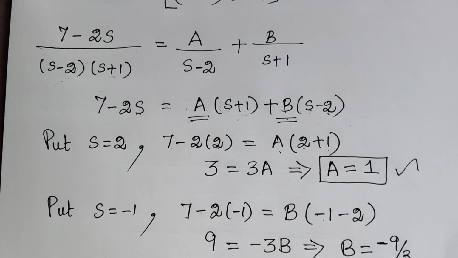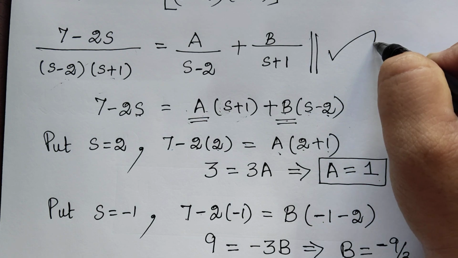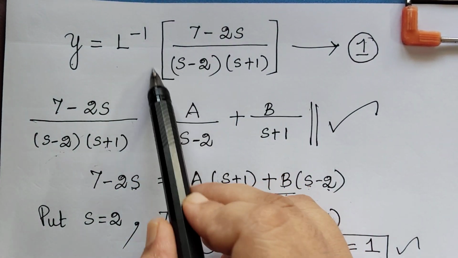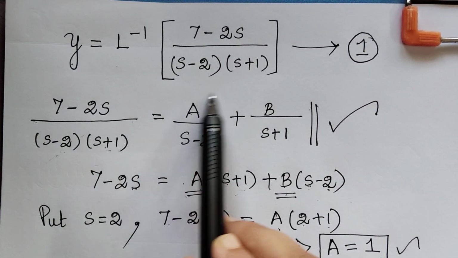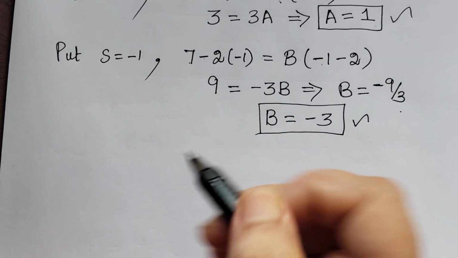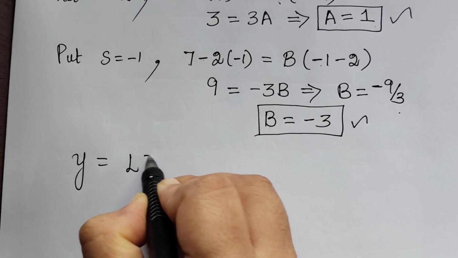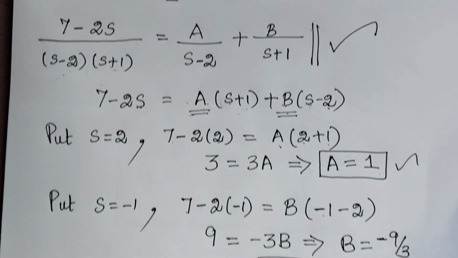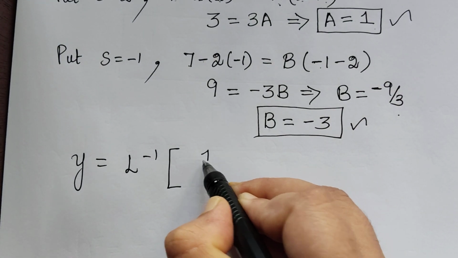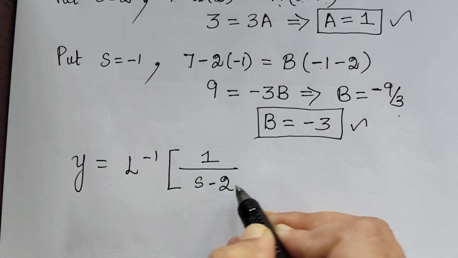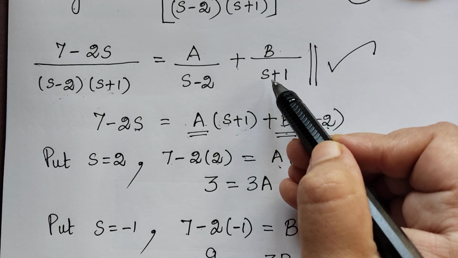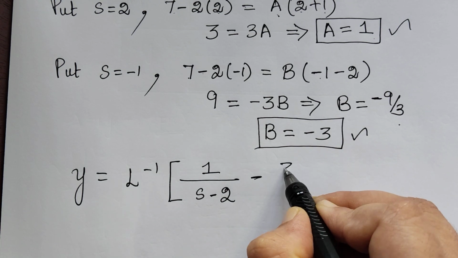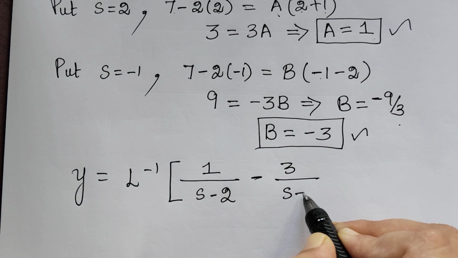So therefore we can substitute over here the value of a and the value of b, and hence y will be equal to Laplace inverse of this term, and that was equal to this. So we can write y to be equal to Laplace inverse of, now this term has been simplified as a by s minus 2. What is a? It is 1. So 1 divided by s minus 2, and then plus b by s plus 1. What is b? b is minus 3. So let us write that minus over here, so 3 divided by s plus 1.